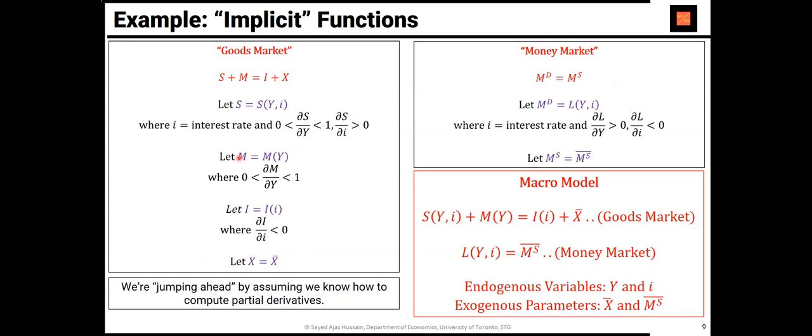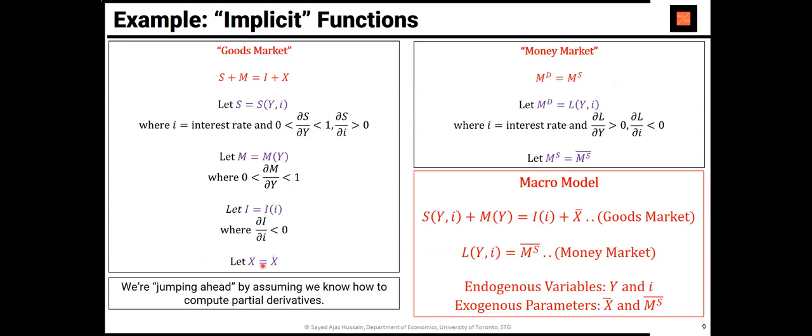Imports. Surely they're a function of GDP. As you get richer, you import more. And as income goes up by $1, imports could also go up, but by more than zero and less than $1. And let domestic investment be a function of interest rates. As interest rates rise, investment falls.